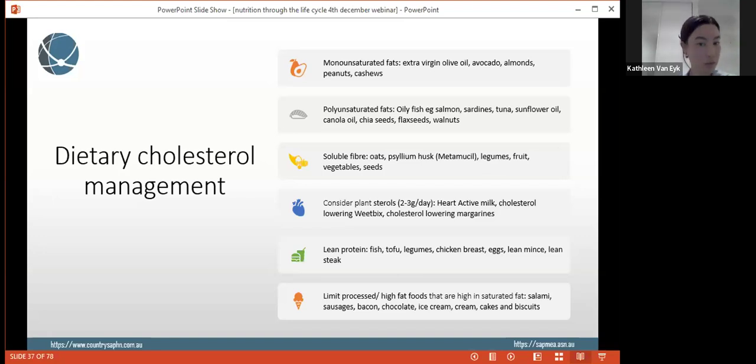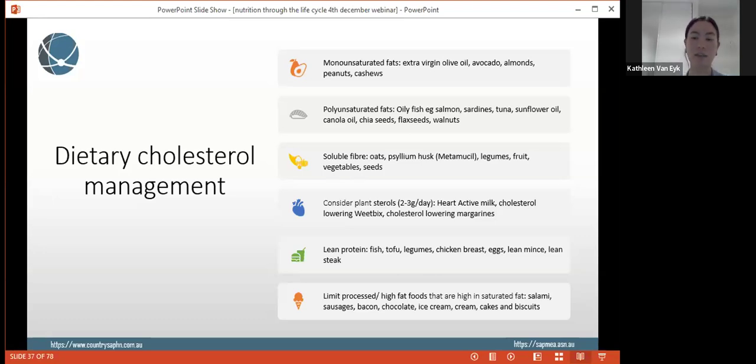Oats, so rolled oats we'd probably go for because that's a lower GI choice. Psyllium husk, which is what Metamucil is. Legumes, fruits and veggies, and seeds. Plant sterols is something that we might consider. So you might have seen before the heart active milk or the cholesterol lowering Weet-Bix. If that's something John's interested in, we might look at doing that as well. So the plant sterols are added into certain products, which then gives it a cholesterol lowering property.